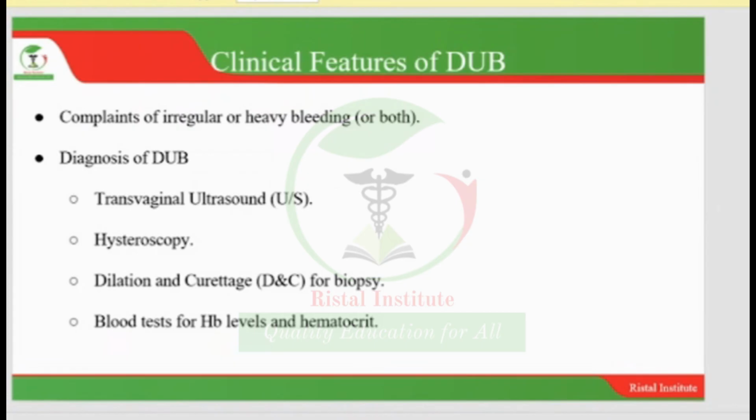So what are the clinical features of DUB? The clinical features of DUB include the following: complaints of irregular or heavy bleeding. Someone can complain about one or both of them at a time. The diagnosis of DUB includes transvaginal ultrasound, hysteroscopy, dilatation and curettage for biopsy, where a tissue is got from the uterus, then it is analyzed or studied. Then we have blood tests for HB levels and the hematocrit.